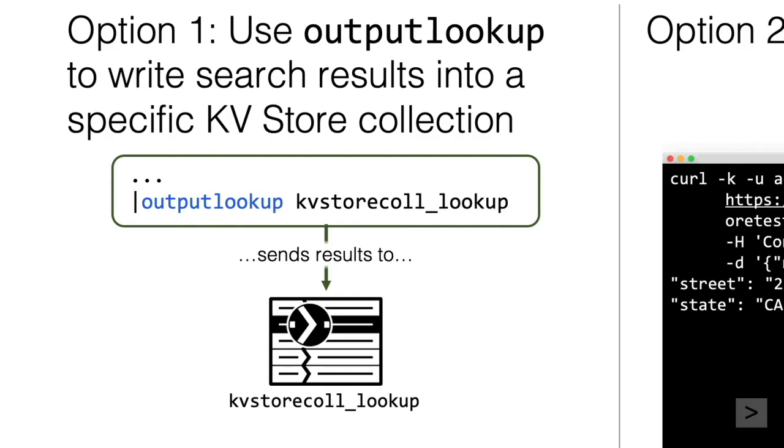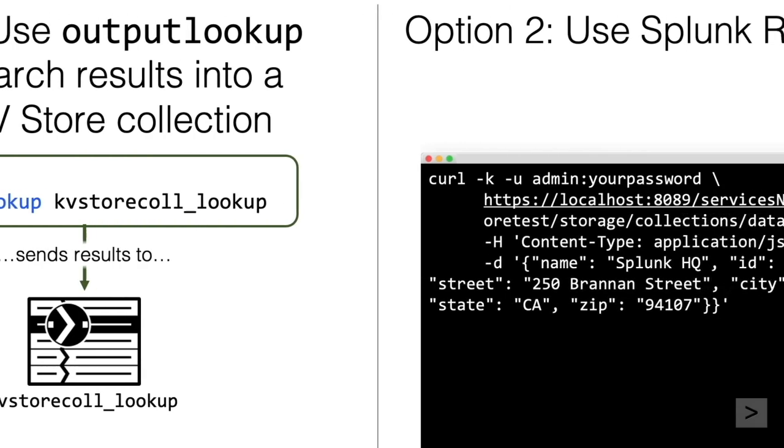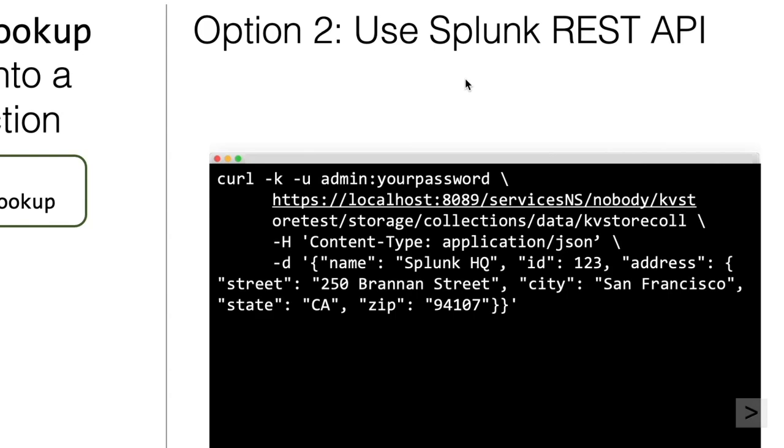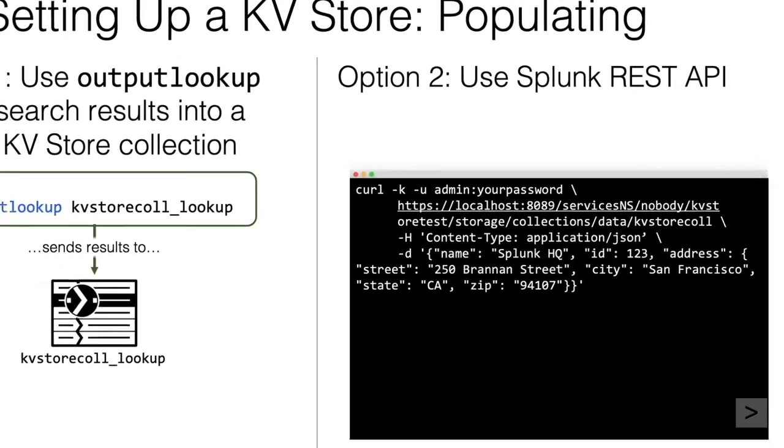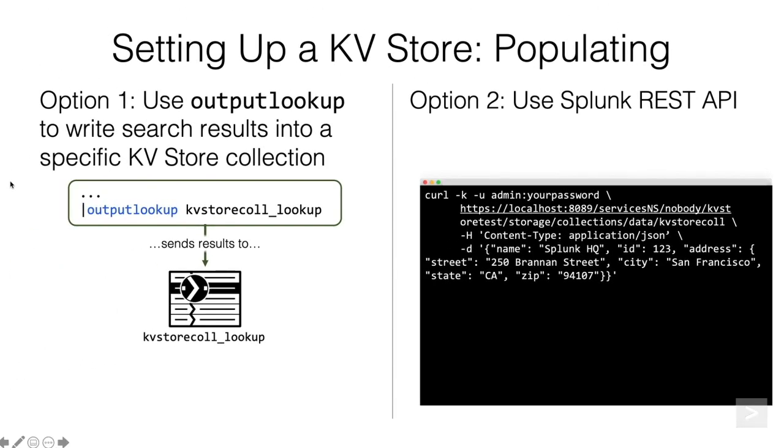We have 2 main methods for populating a KV store. First option is using the outputlookup command in your SPL. Second option is utilizing the Splunk REST API. In this example, we can see we're using a curl command to populate the KV store lookup using the Splunk REST API. Now, in terms of the outputlookup command, you must have access to the collection in order to write results using the outputlookup command.